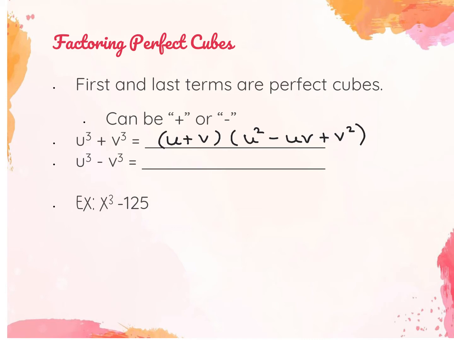When it's the difference of two cubes, the first one is going to have the same sign as the original problem, so subtraction. And then for the second, the trinomial, you're going to square your u, opposite sign of the original, so now it's plus, times uv, and again plus v squared. That last one in front of that v squared will always be positive.